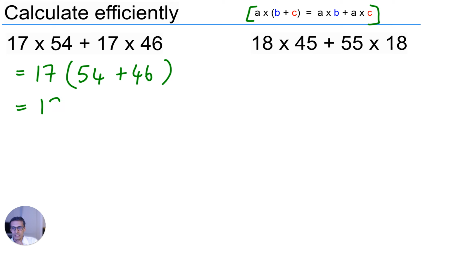So we're going to have 17 brackets, and then you can see this is a nice number bond. We're actually going to get 100 here. 17 times 100 is 1700.